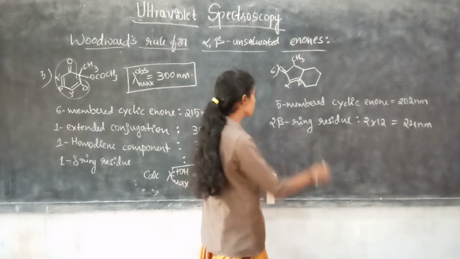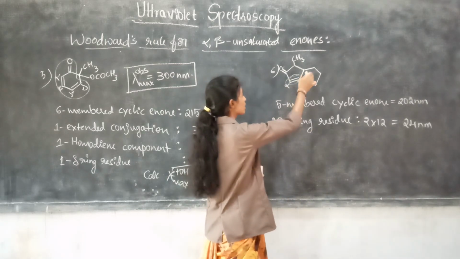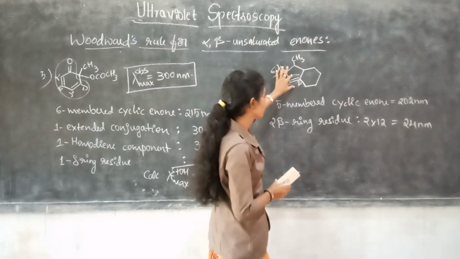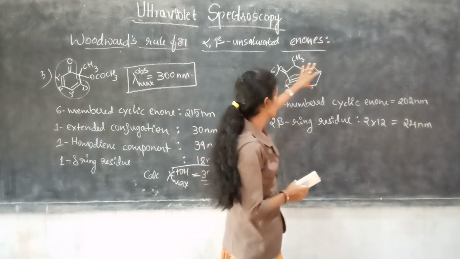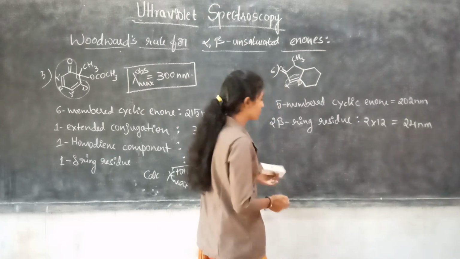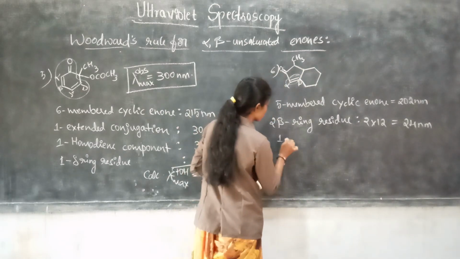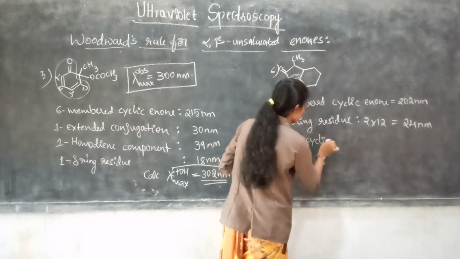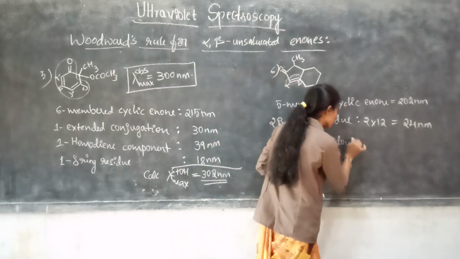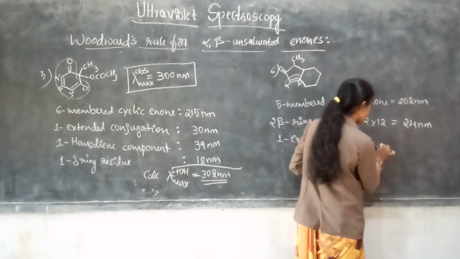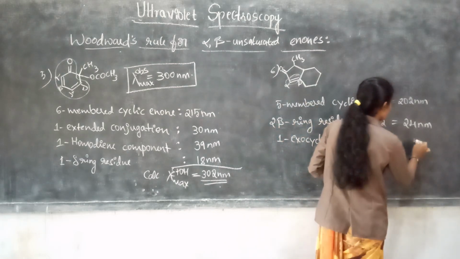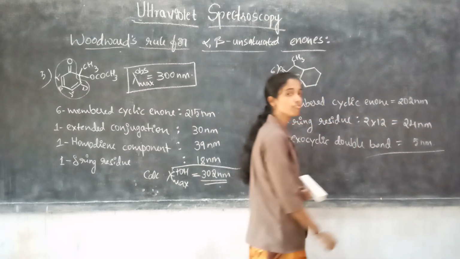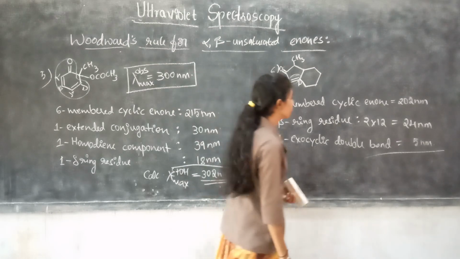And here one more thing is, this double bond is exocyclic to the 6-membered cyclic system. So there is the presence of one exocyclic double bond. For an exocyclic double bond there will be addition of 5 nanometer to the base value.